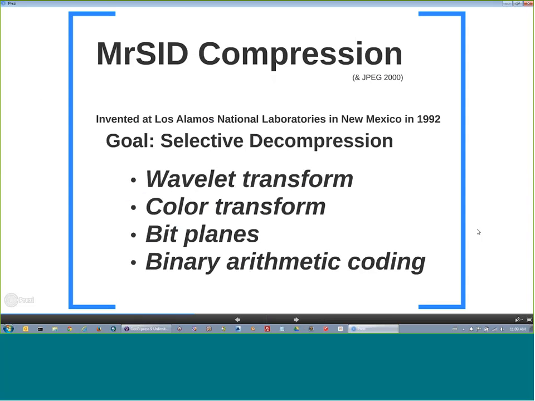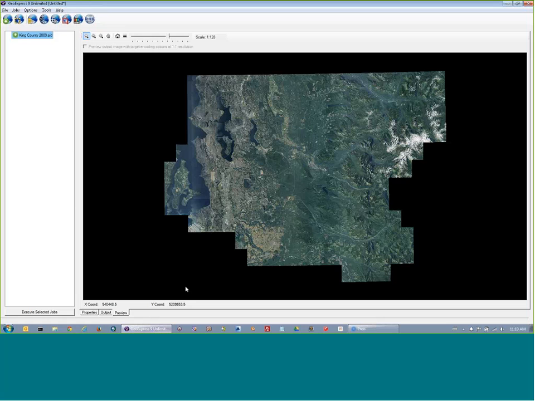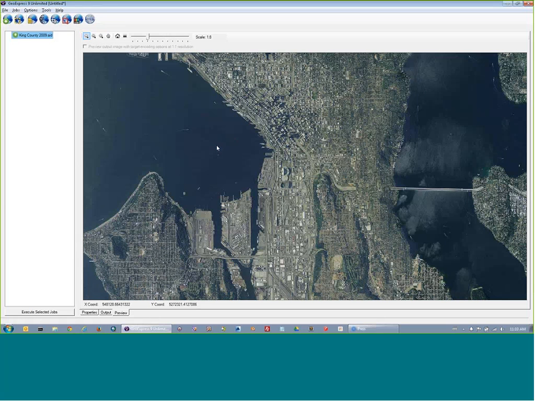So just a quick background, MrSID, this whole process, everything was invented at Los Alamos National Laboratories in New Mexico in 1992, or around that time. And it's obviously been improved and worked on since then. But the goal at the time was not just compression. It was also about selective decompression, meaning, let's take a look at an image here, that you can zoom in to a particular area of the image, no matter how large it is, and quickly, selectively just decompress that viewport.